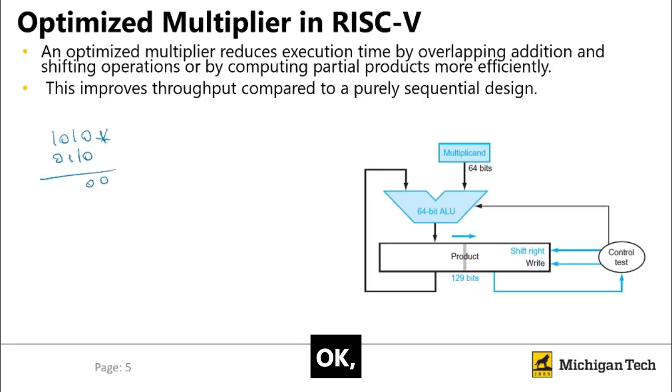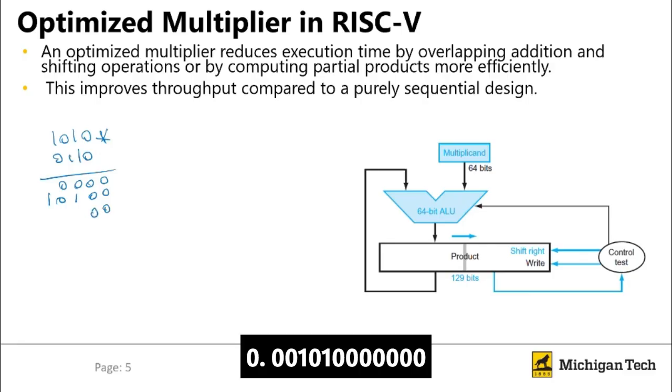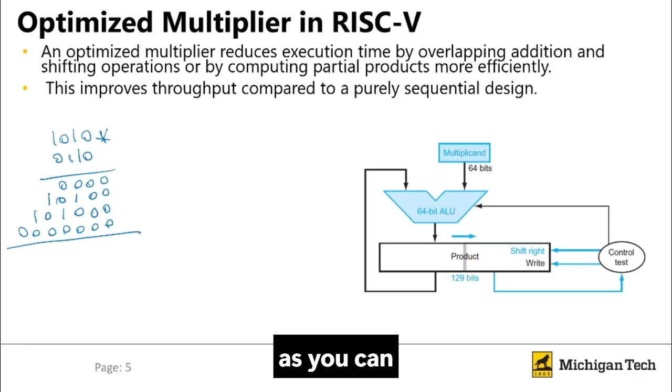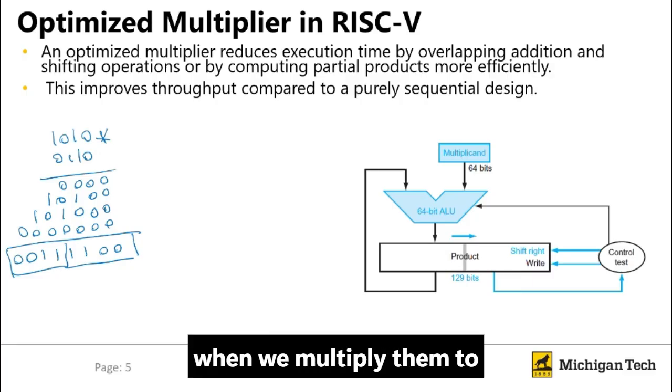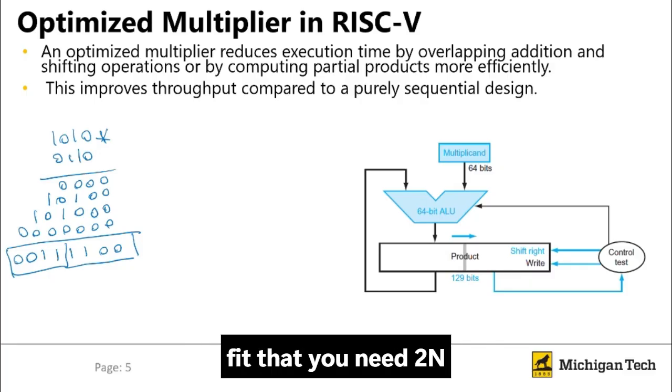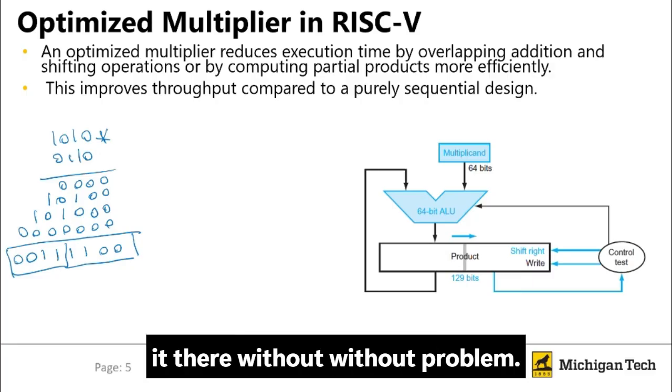Okay, this is 0, 0, 0, 0, 0, 0, 1, 0, 1, 0, 0, 0, 1, 0, 1, 0, 0, 0, 0, 0, 0, 0. When we add them, 0, 0, 1, 1, 1, 1, 0. And as you can see, this is 8 bits. Because you have two 4-bit numbers, when we multiply them, you need 2n space to put all of it there without problem.